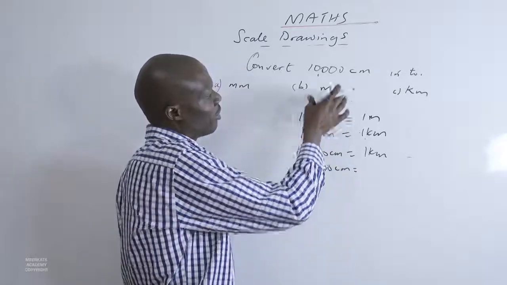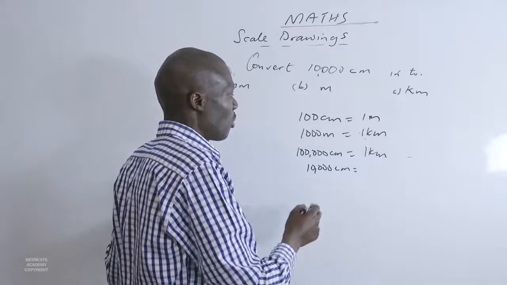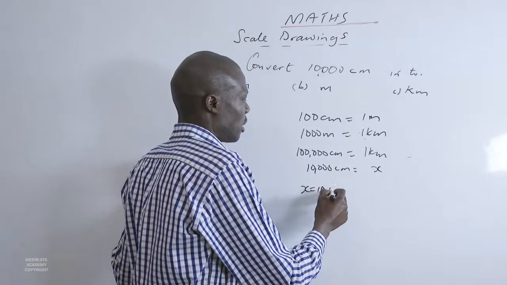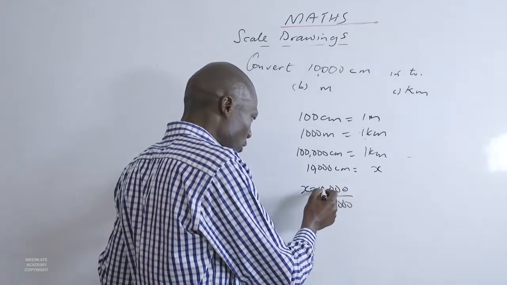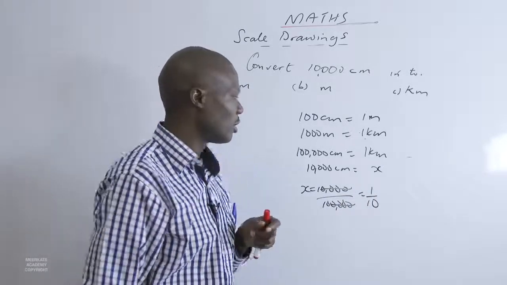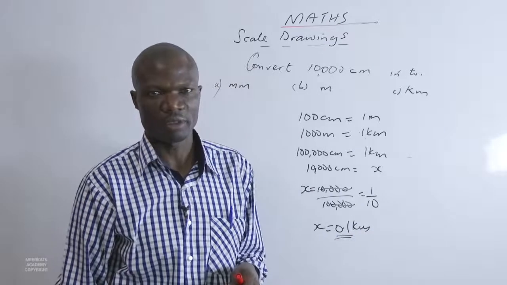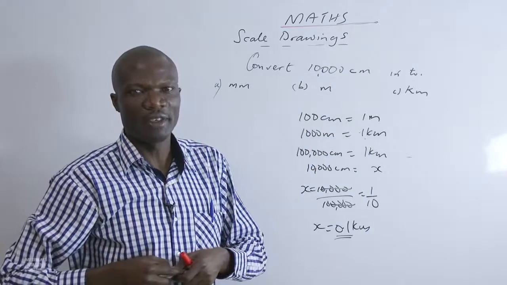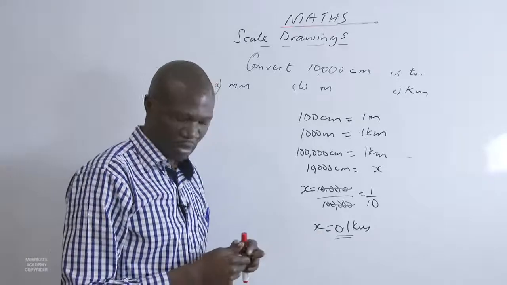This one requires us to take the number of units we have, divide by what the units make 1 kilometer. So to find the value here, which I'm calling x, x is equal to 10,000 divided by 100,000. You can simplify by the number of zeros: 1, 2, 3, 4, 1, 2, 3, 4. So it becomes 1 over 10, which is the same as 0.1 kilometers. When we converted this one into meters, it gave us 100. So generally 100, when you divide by 1,000, you'll still get 0.1 kilometers.